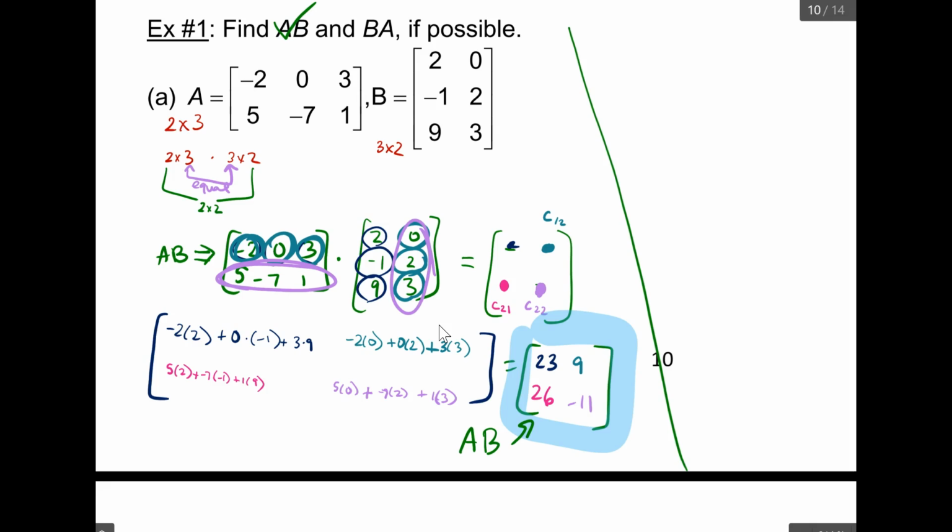We're good. But now I need to find B times A if possible. So can I do B times A? So B is 3 times 2. A is 2 times 3. Okay, guess what? The insides match. What will my resulting matrix C be? 3 by 3. Okay, yeah, the resulting will be a 3 by 3. So we can do it.